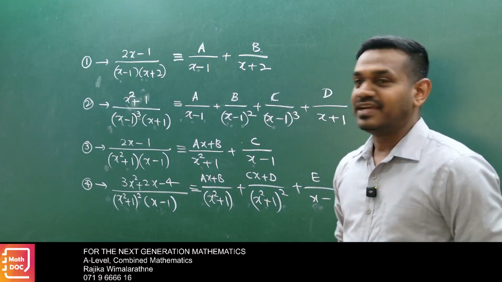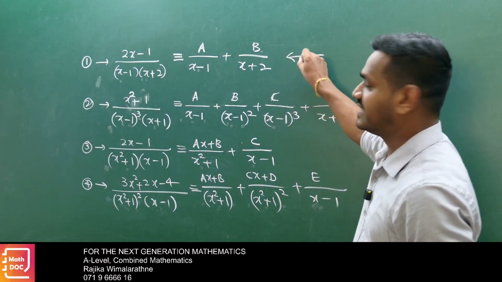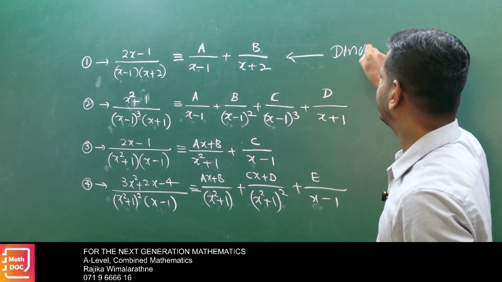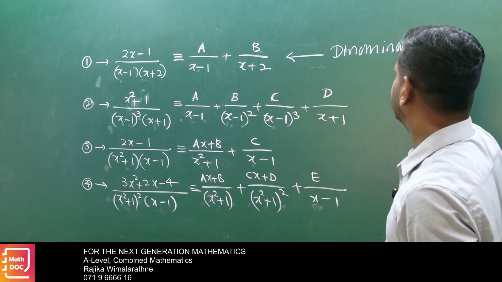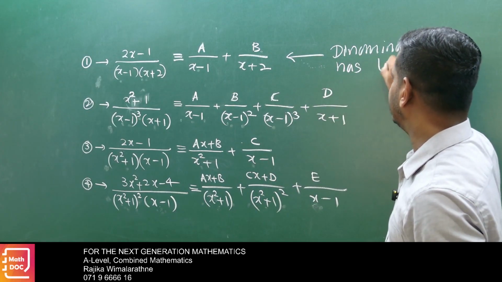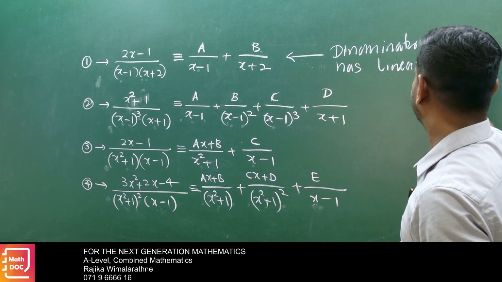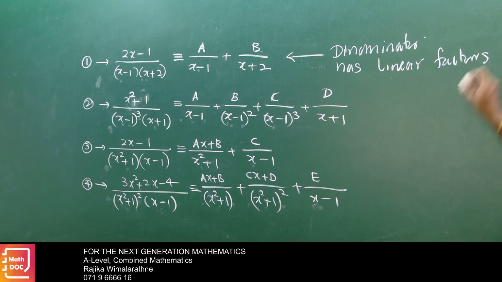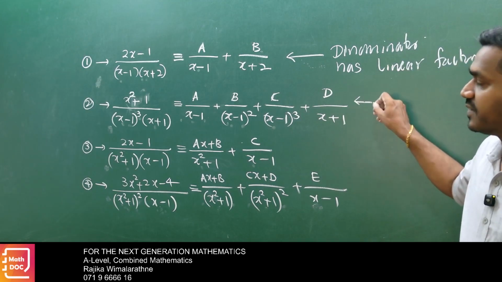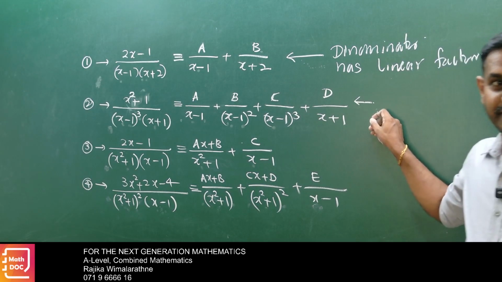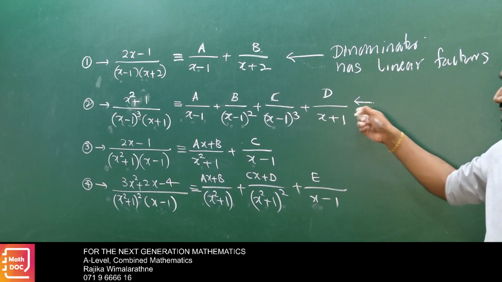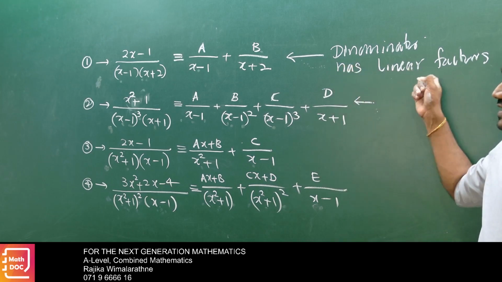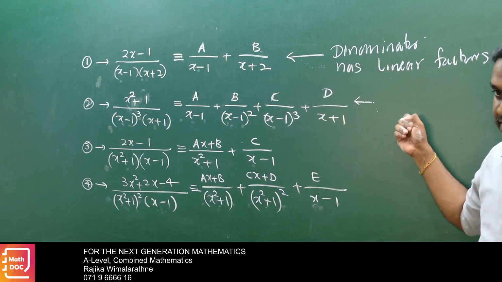Okay, you write here: denominator has linear factors. Here the denominator has repeating linear factors. Write it by the side, right? Denominator has linear factors. Here denominator has repeating linear factors.